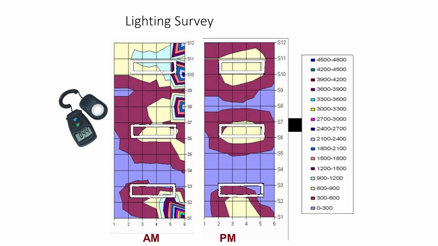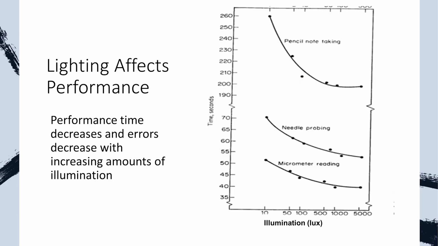Lighting surveys can be a useful tool to identify areas of good lighting and poor lighting so that the conditions can be addressed or work can be planned to take place in areas with appropriate lighting. From a business perspective, studies have shown that performance time decreases with increasing amounts of illumination, up to safe working levels, and that the frequency of errors decreases with the coinciding increase in illumination.